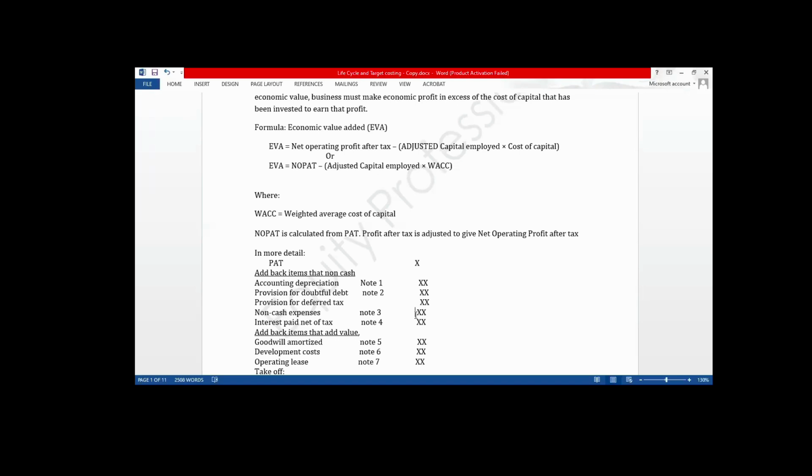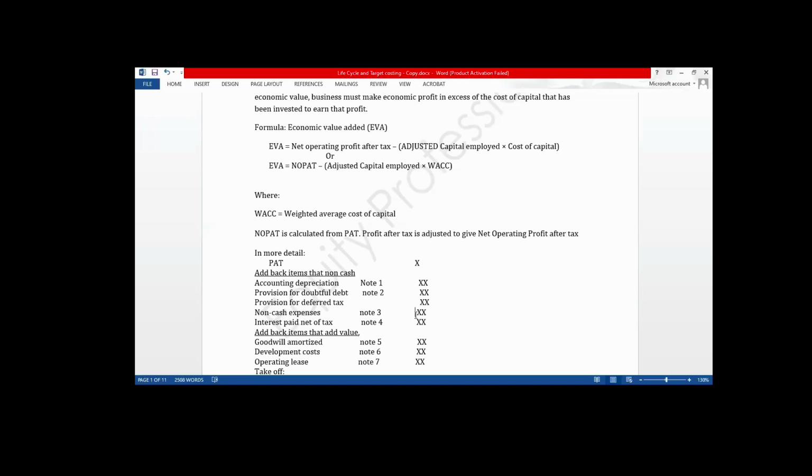Now, your interest is already included. Why are we adding back the interest? That interest is already included in the cost of capital. Your cost of capital includes cost of equity and cost of debt, cost of borrowing. The interest has been included in the cost of capital computation. So deducting the interest again will amount to double charges.